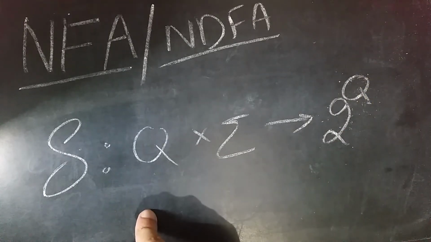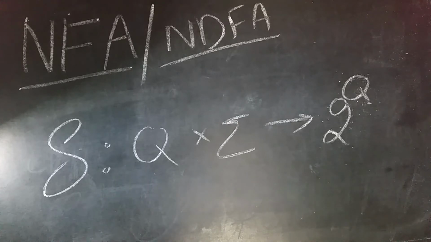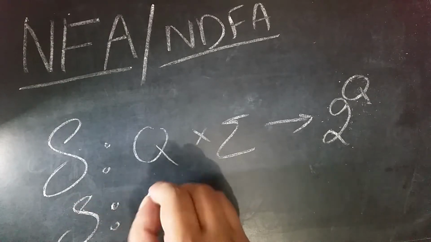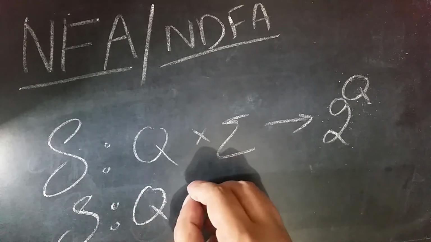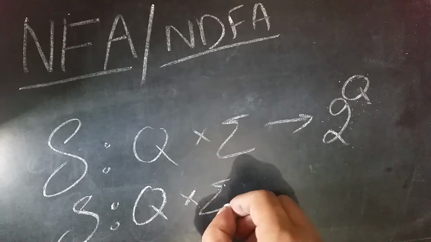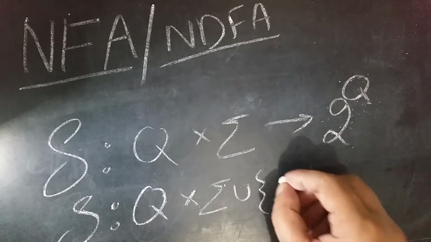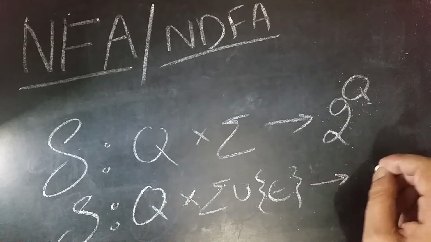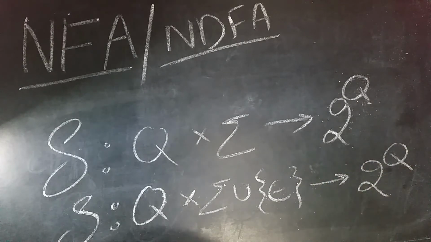Now this transition function is only for NFA in which epsilon is not involved. If we involve epsilon, the transition function will change: if on any state we give an input, along with that input we give epsilon, then we can go to any combination of the other states.